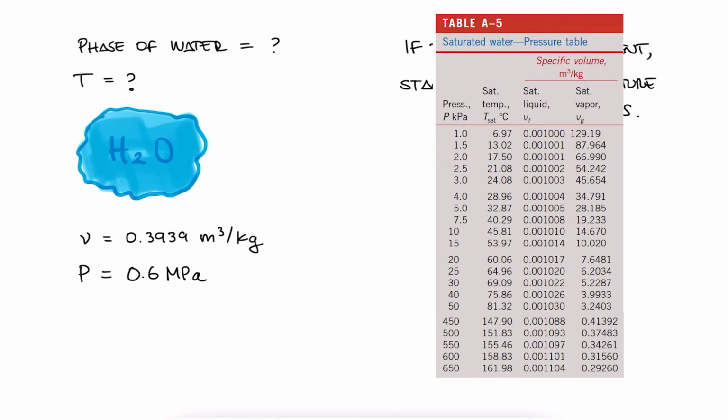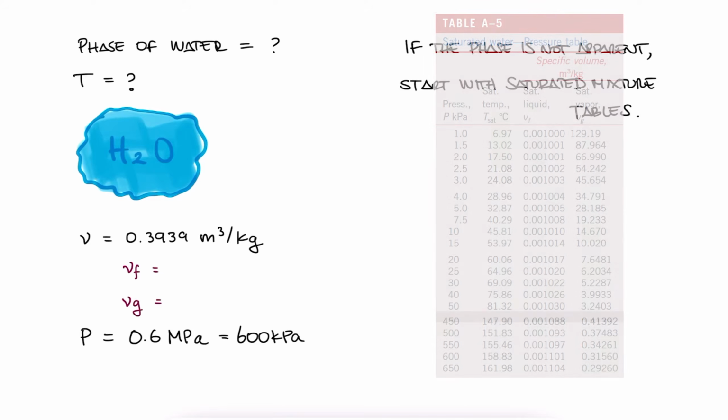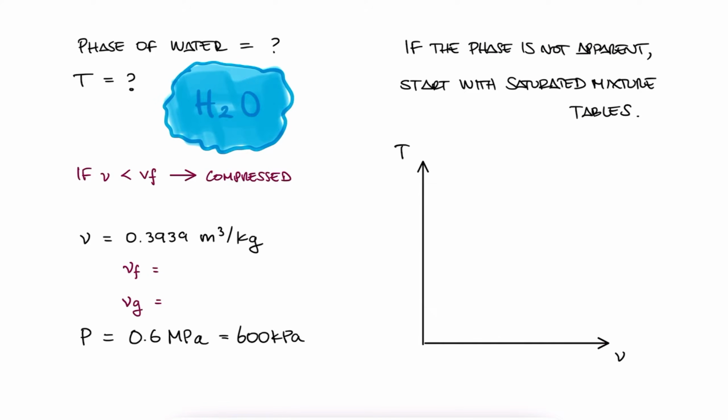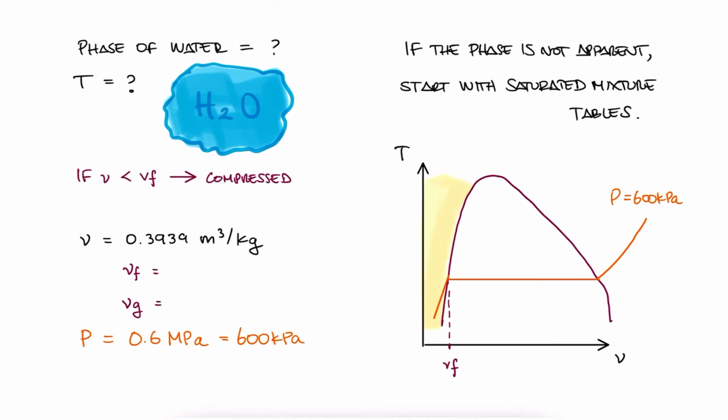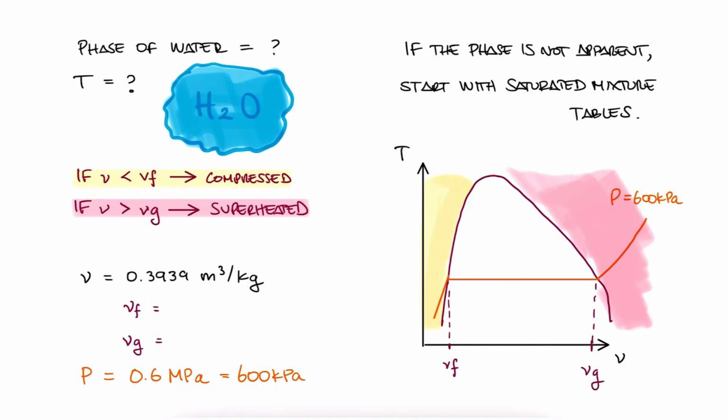We know that we are looking for a pressure of 0.6 megapascals, which is the same as 600 kilopascals. But what in the table are we looking for? Well, since the other information we have is specific volume, we're going to check for vf and vg. If our specific volume is lower than vf, we have a compressed liquid. If our specific volume is greater than vg, we have a superheated vapor. And if we have somewhere in between the two, we have a saturated mixture.